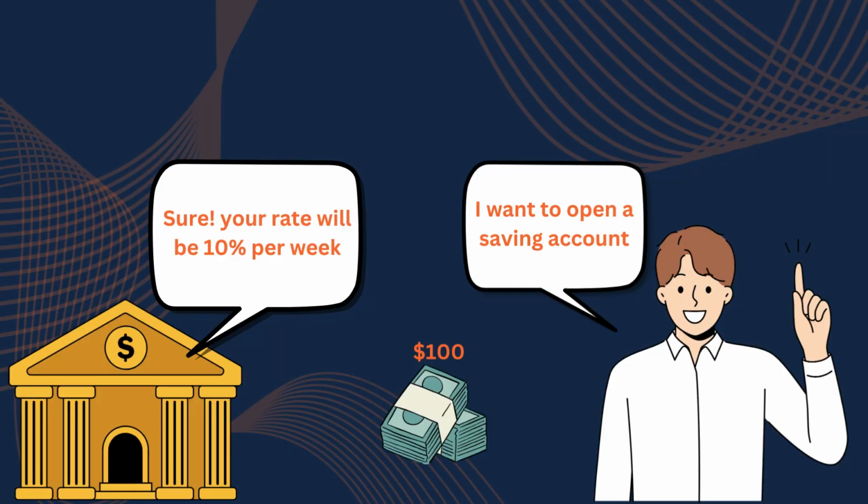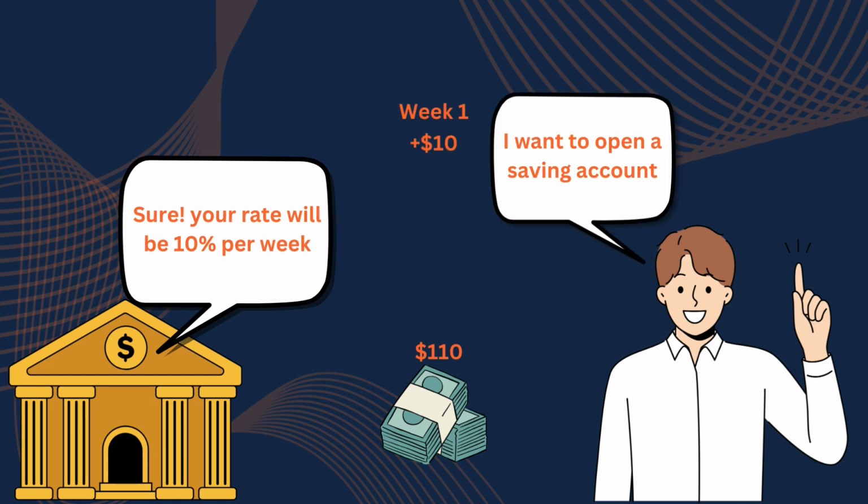This is Michael. He wants to open a saving account with a principal amount of $100. And the bank takes the $100 and offers Michael 10% interest rate per week. This rate will be compounded weekly. That means every week Michael's money will receive an extra 10% of the current amount. On the first week, the bank paid Michael 10% of $100. That gives him an extra $10 of interest.